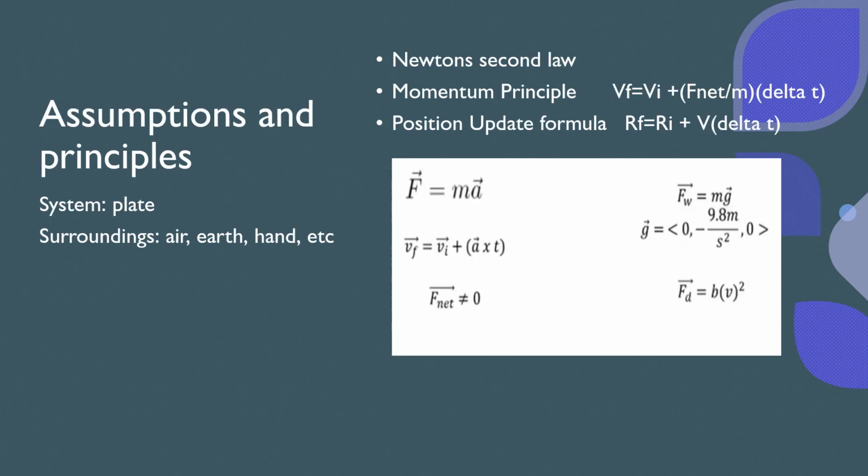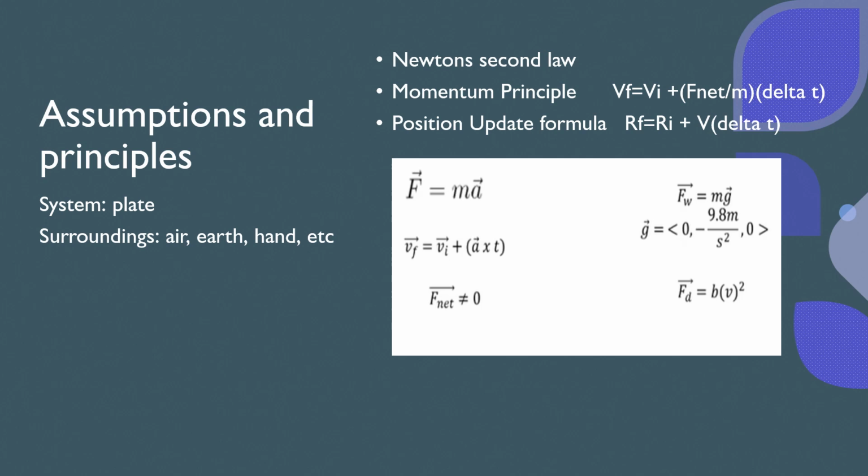Here are some assumptions and principles. In the experiment, the system is the plate that I use to drop and then track, and the surroundings are the air, which produces drag against the plate, the earth for gravity, my hand, which I released the plate from. And then we have Newton's second law, momentum principle, position formula, as well as a drag component over here, Fd equals b times v squared.